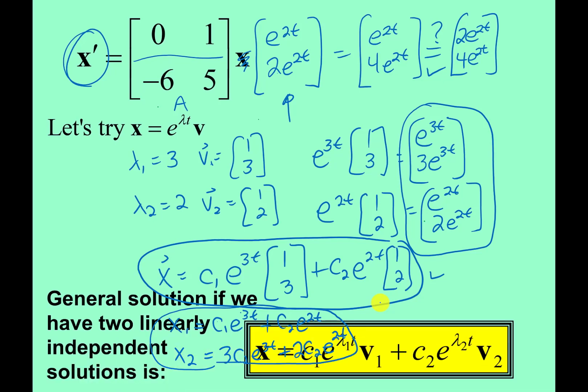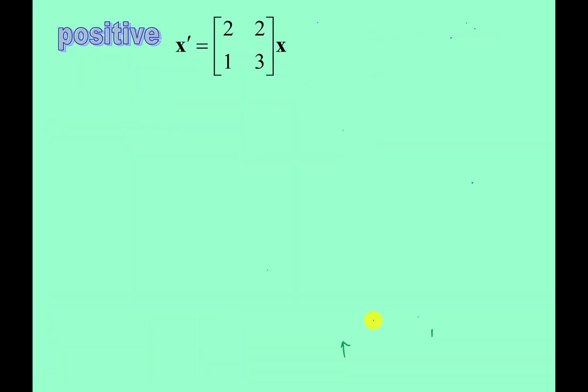So in general, I didn't plan the slide to where I was going to write, so let me just erase this so it's out of the way. Our general solution is going to be a linear combination of e to the eigenvalue t times the eigenvector for each of the eigenvalues and eigenvectors. So now let's see some examples.